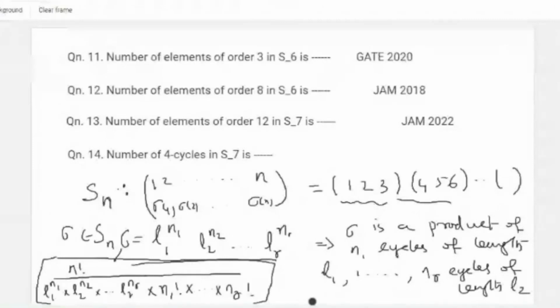Ma'am, can you explain this with an example? We will come to examples. These questions are based on this. So we will explain these examples like this. Okay. I hope you got this formula.